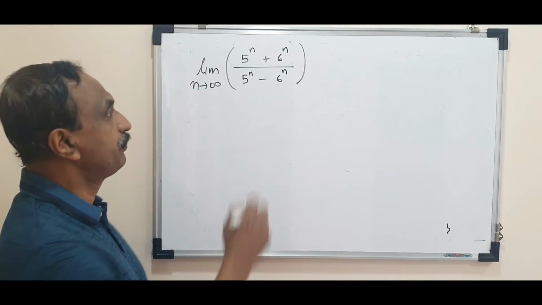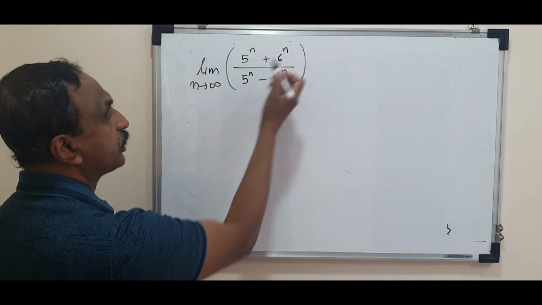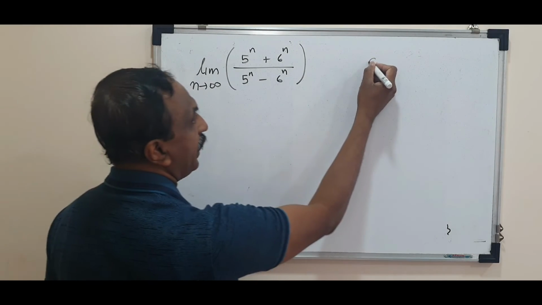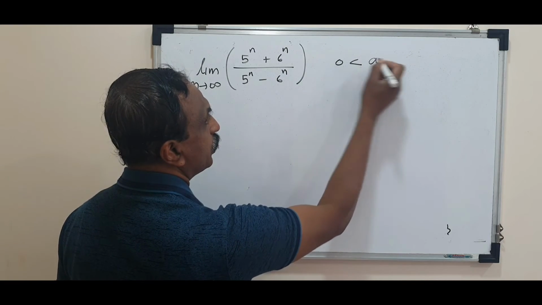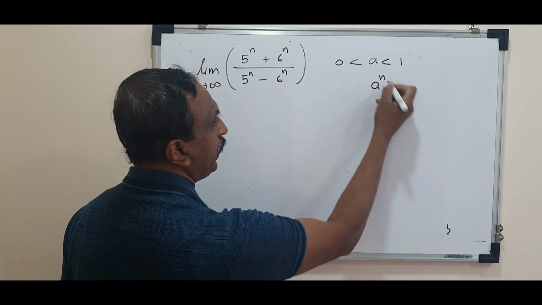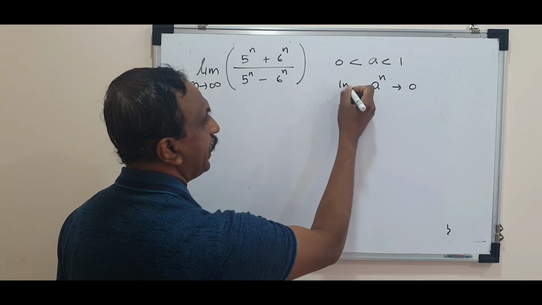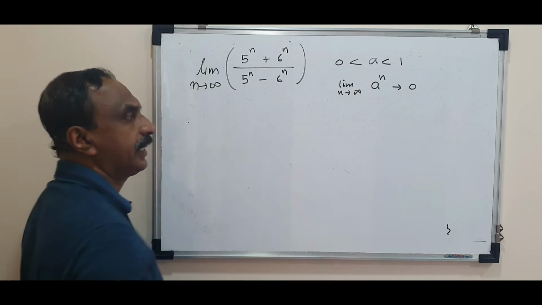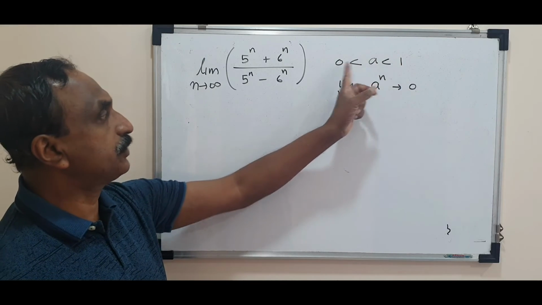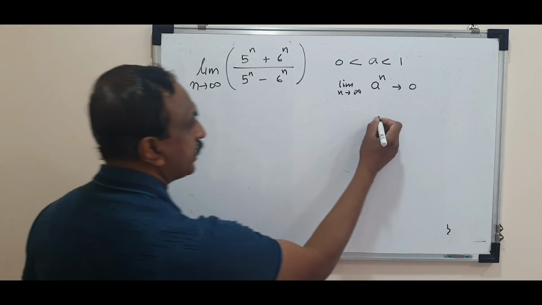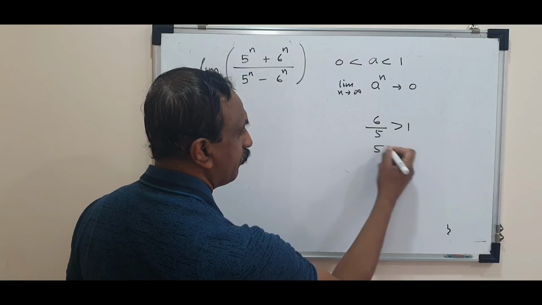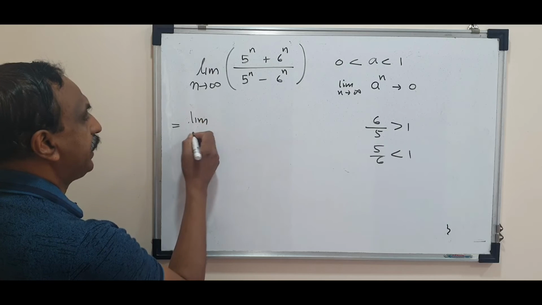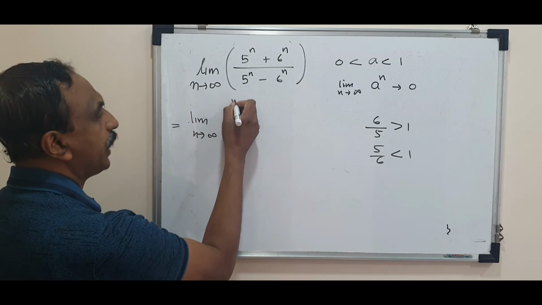Similar to the previous problem, you can see 5 raised to n, 6 raised to n, n is tending to infinity here. So again, I need to have a number between 0 and 1. Then only a raised to n will tend to 0 when n tends to infinity. When n tends to infinity, a raised to n will tend to 0 if and only if a lies between 0 and 1. So 6 by 5 is more than 1. 5 by 6 is less than 1. So what I should do, I will take 6 raised to n common.